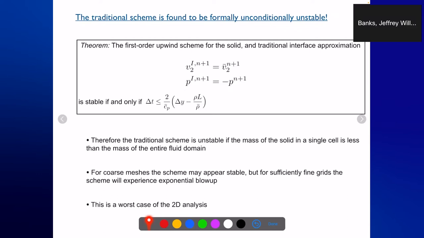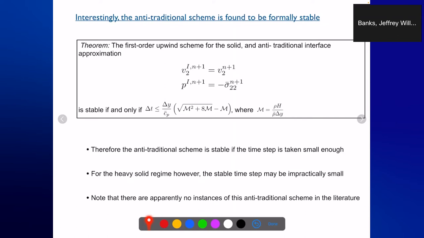Also interesting is the anti-traditional scheme, which is something that nobody implements. That's to say, you take the velocity from the fluid and the stress from the solid. That is formally stable, provided that you've taken a sufficiently fine grid. So it's the opposite case, where this scheme would appear bad to start, but it would actually become a good scheme as the mesh is refined. Okay.